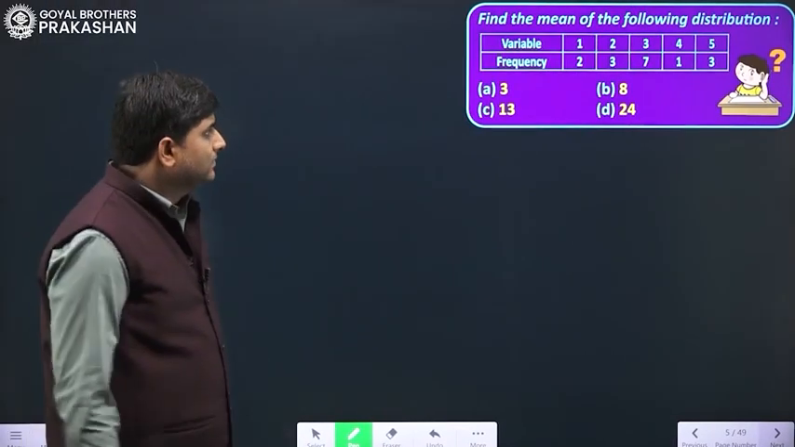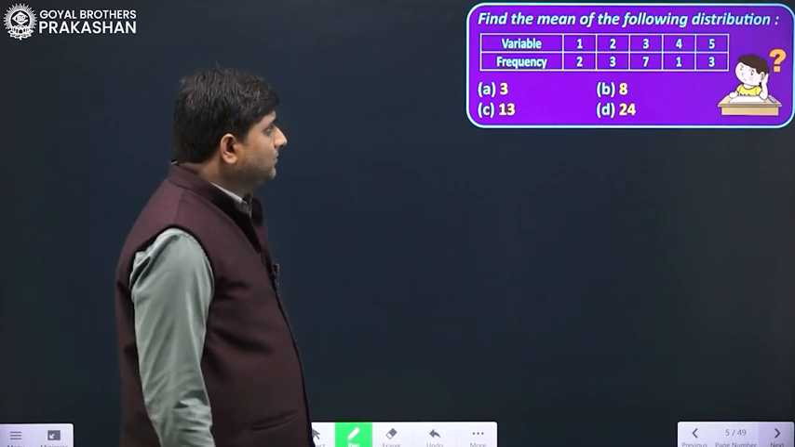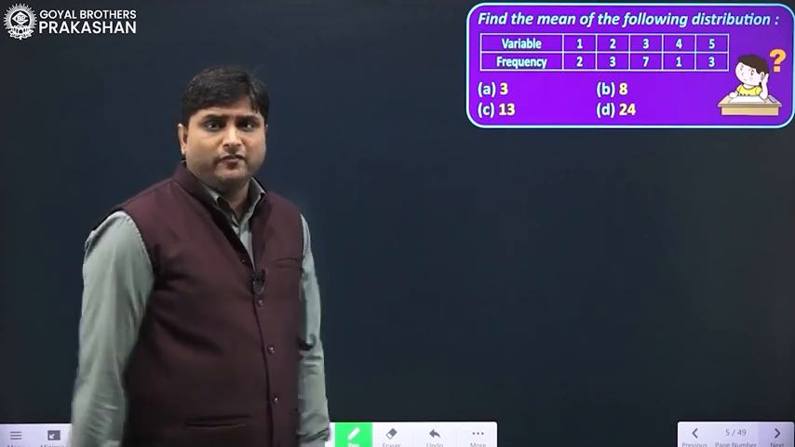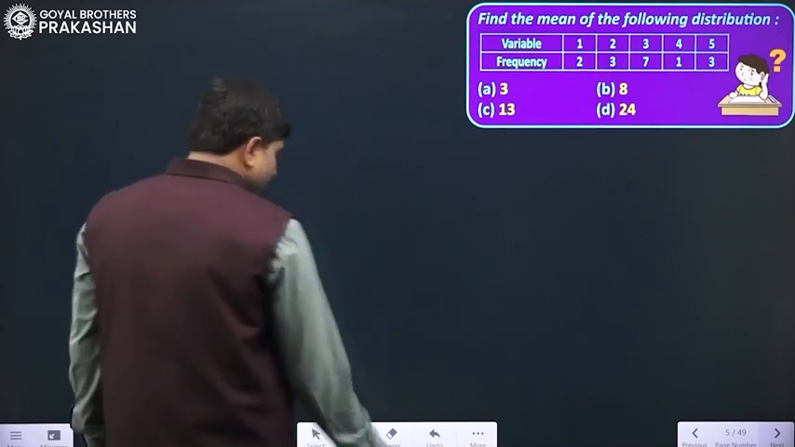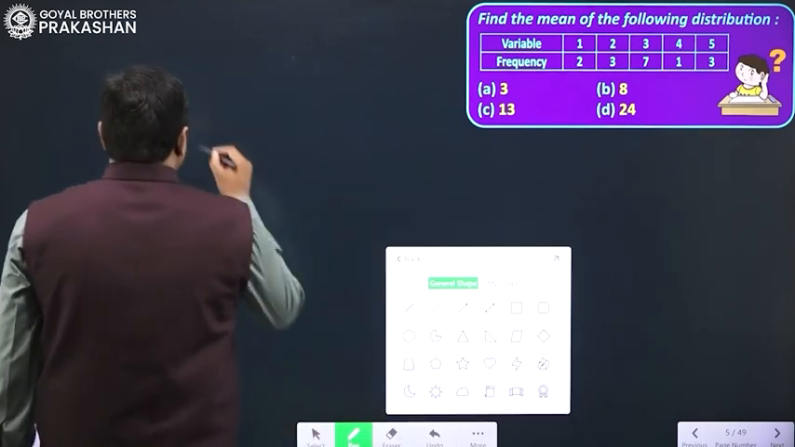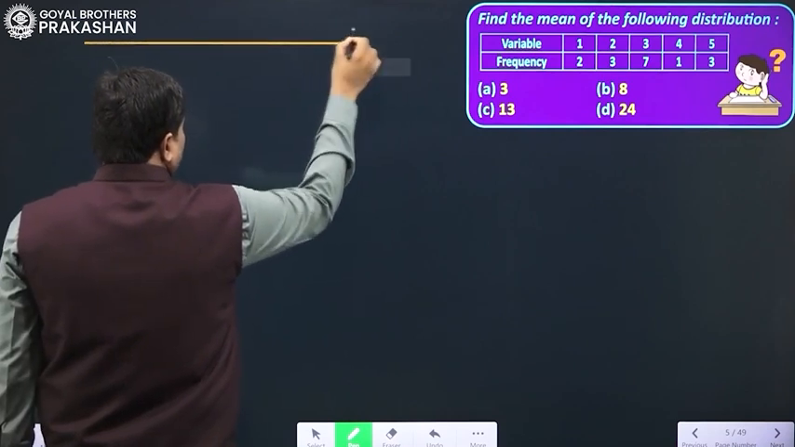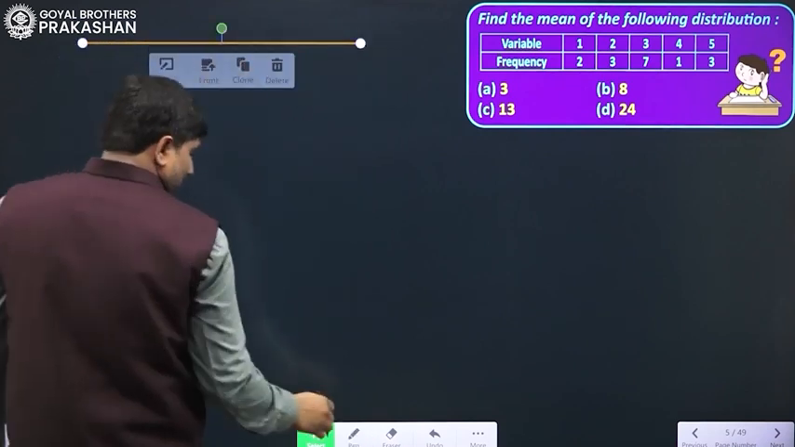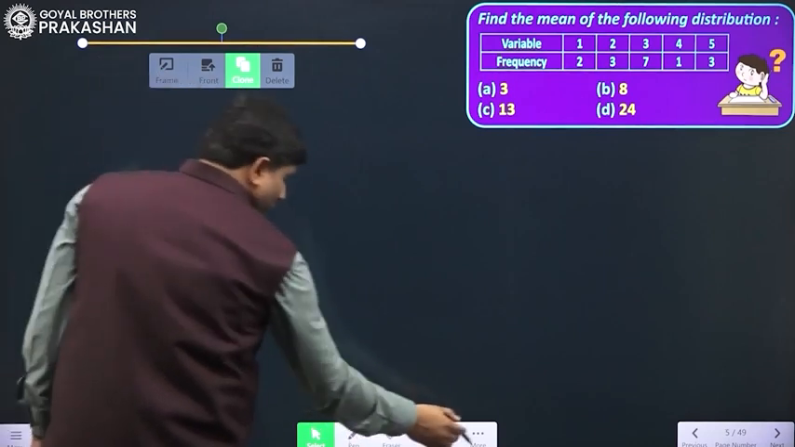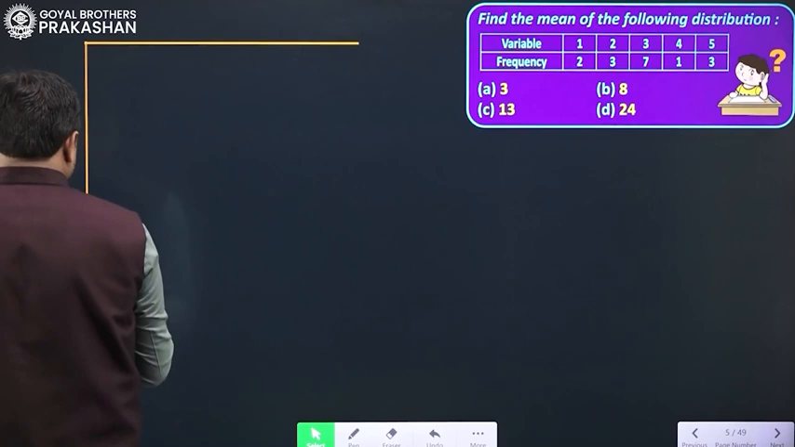So the question is, find the mean of the following distribution. Variable is given and its corresponding frequency is also given. So dear student, for this we will draw a small table also. Usually we represent variable by x. So suppose we draw a small table for it.